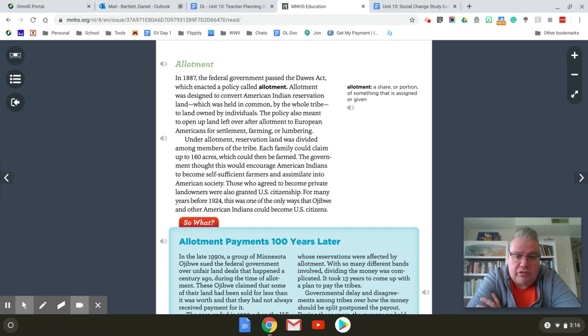Those who agreed to become private landowners were granted U.S. citizenship. For many years before 1924, this was one of the only ways the Ojibwe and other American Indians could become U.S. citizens. So the way this works, guys, is they would take the land that the Native Americans had, and they would chunk it up. They would cut it up into pieces of 160 acres. So a tribal family could take 160 acres, and they could become farmers on that land.